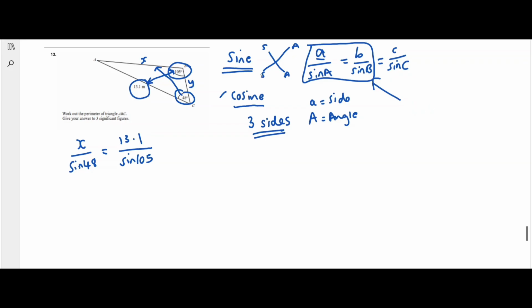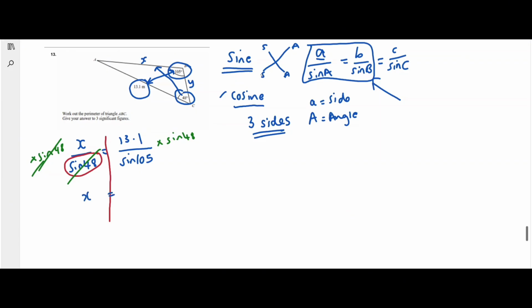So I've got x over sine 48 equals 13.1 over sine 105. Now I need to get x on its own. So I need to get rid of this sine 48 on the left hand side. It's currently dividing, so that's telling me I need to times by sine 48. So I have to do the same to both sides. You should obviously know how to do this already, but I'm just showing you just in case. So when you times by sine 48 and divide by sine 48, they cancel out. So that leaves you with just x, which is what we wanted.